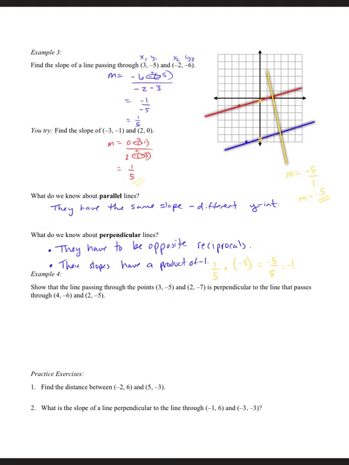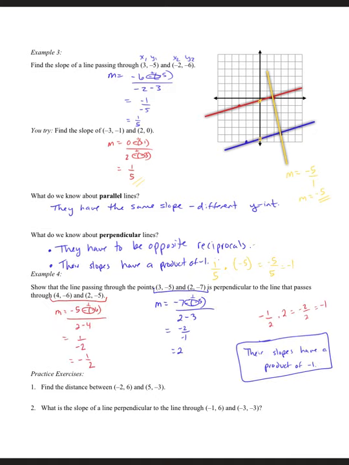of negative 1. Okay, example 4 says show that the line passing through the points (3, -5) and (2, -7) is perpendicular to the line that passes through (4, -6) and (2, -5). So we have to do two things here. One is we need to take these 2 points here and find the slope. And then we have to take these 2 points and find the slope of those and just prove either of these two things. They both will be true, but you just want to make sure you state one or the other. So go ahead and find the slope of those and state that it's true.